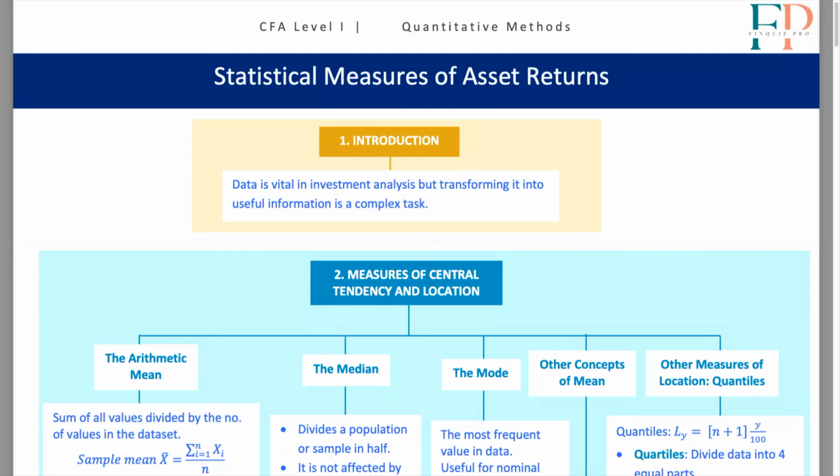For instance, knowing the historical returns of a stock can help you predict its future performance. However, raw data alone isn't enough. You need to process and analyze it to extract meaningful insights. That's where statistical measures come into play.